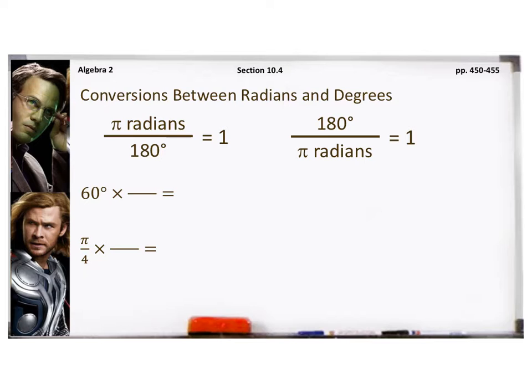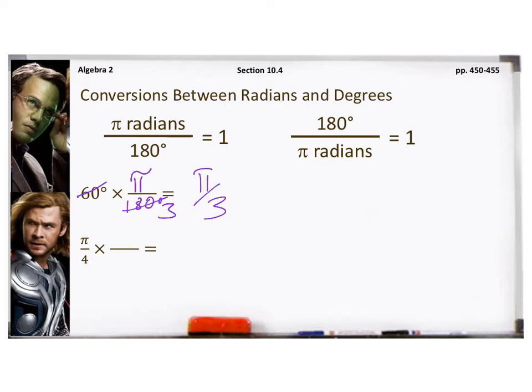Now, to convert back and forth, here is the best way I can explain this. We look at this and we say degrees. I'm going to cross out what I don't want. What I don't want is represented by the 180 degrees. We're going to multiply in what we do want, which is pi. So we've got 60 divided by 180. There are 3 of them in this, so I have pi over 3.